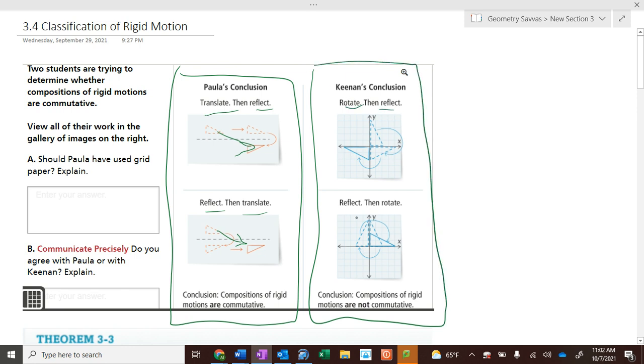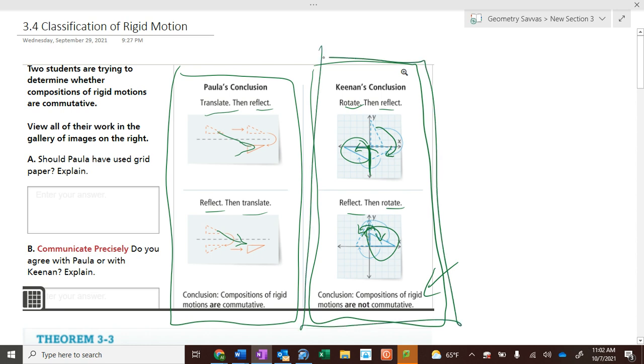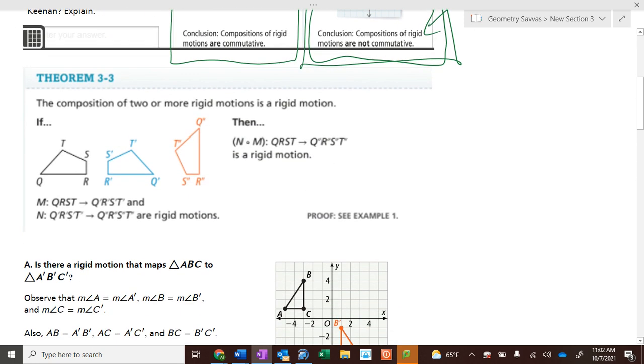Because if you rotate and then reflect, versus reflect and then rotate, it won't be the same figure. He rotated a positive 90 degrees and then reflected across the y-axis. Then he reflected across the y-axis and rotated a positive 90 degrees. And see how the shapes don't end up at the same spot? So rigid motions are not commutative. Since we have one example where it doesn't work, we know he must be right, because for Paula's to work, it has to work every time on every example. Well, it doesn't.